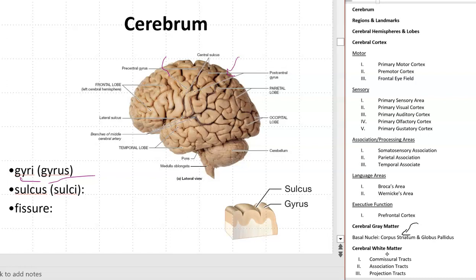So the gyri are the worm-like convoluted ridges. The sulci, or sulcus is singular, are the grooves that you can see between the gyri. These are small grooves between the gyri. And then if you see the word fissure, a fissure is a larger, deeper groove between the gyri.